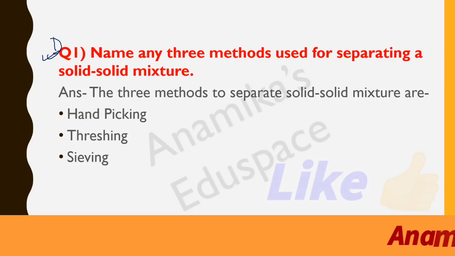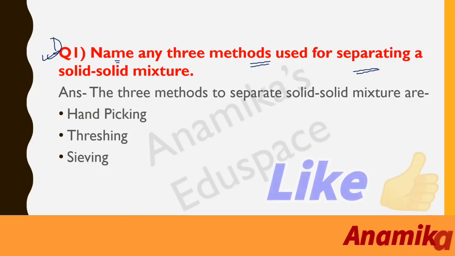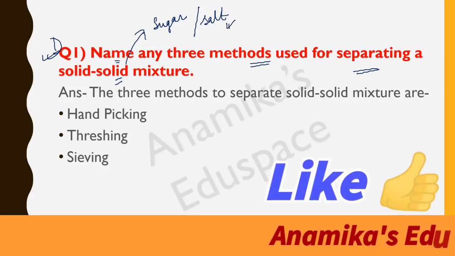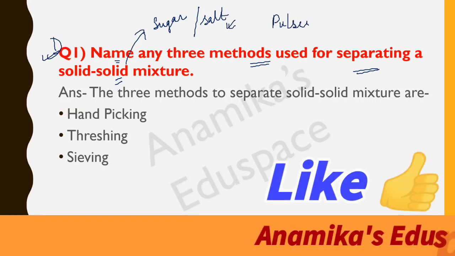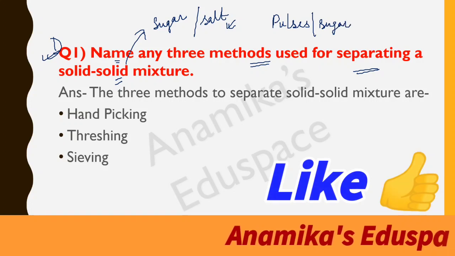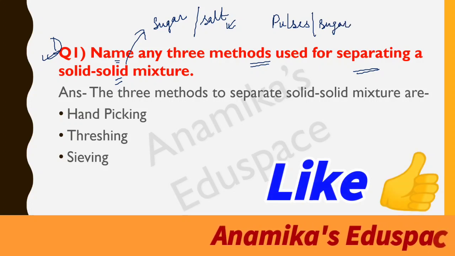The first question, or the D1 question, goes as: name any three methods used for separating a solid-solid mixture. Be a solid mixture. The solid mixture can be a mixture of sugar and salt particles, or a mixture of pulses and sugar particles. This is a solid mixture.